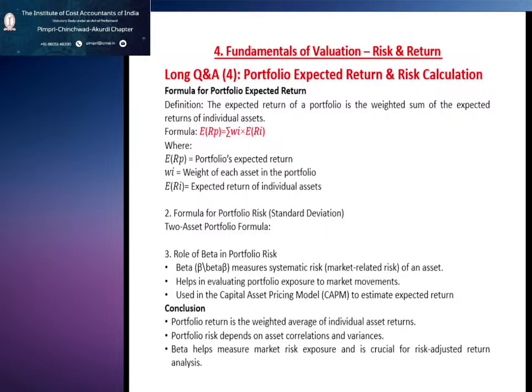So in a way, concluding, the relationship of portfolio expected return and risk calculation is that portfolio return is the weighted average of individual asset returns. Portfolio risk depends on the asset correlations and variances, and beta helps measure market risk exposure and is crucial for risk adjusted return analysis.